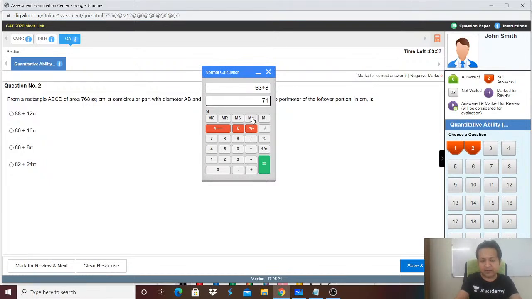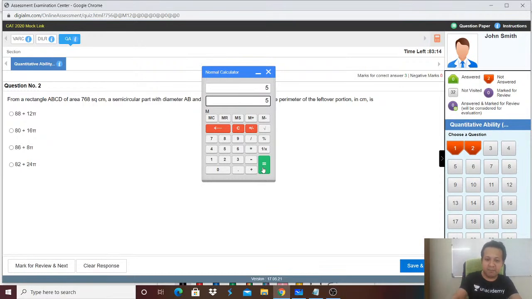So what will the calculator do? The calculator will bring back the number M. And let's say you want to add 5 to it. So you'll say M plus, and 5. Whatever is that number, it will get you that answer. I hope you are getting the point. So please make sure that you practice it.